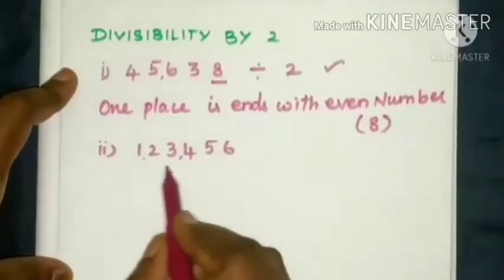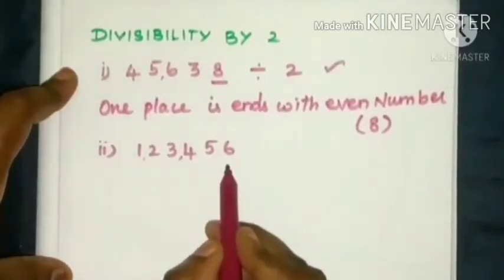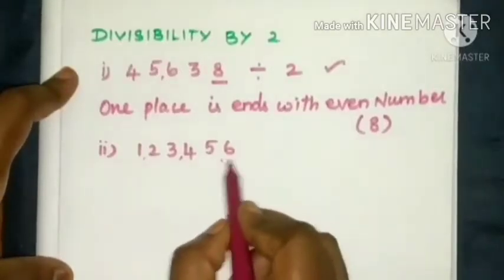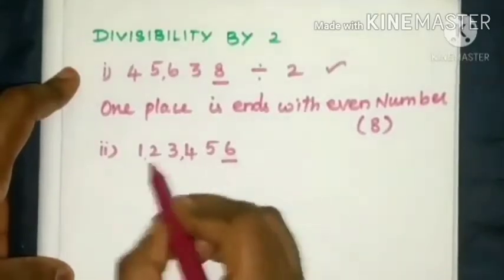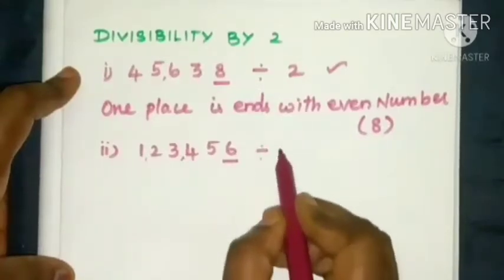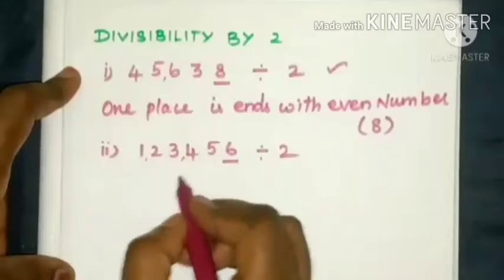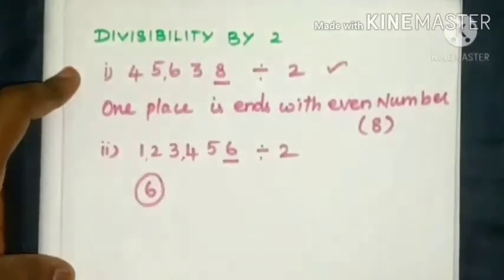The another example is 1,23,456. Is it divisible by 2 or not? We have to check. See, here the ones place is 6. 6 is an even number. So, 1,23,456 is divisible by 2, because the ones place is the even number 6.